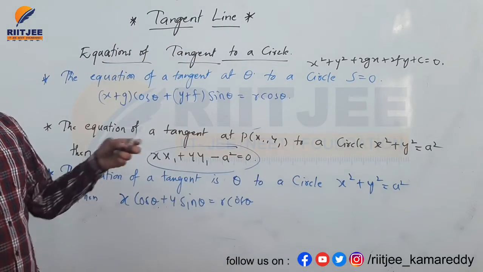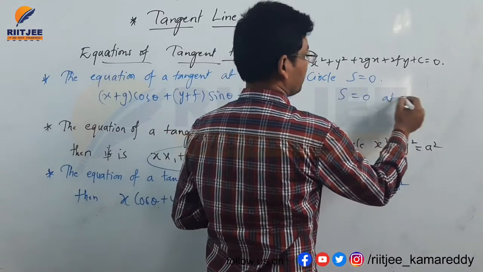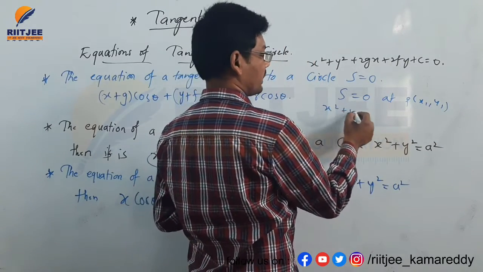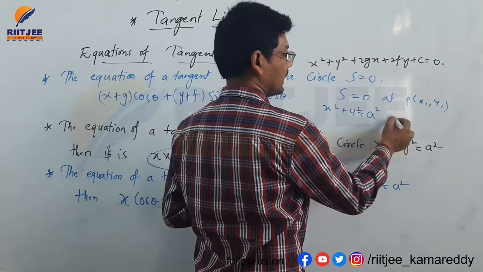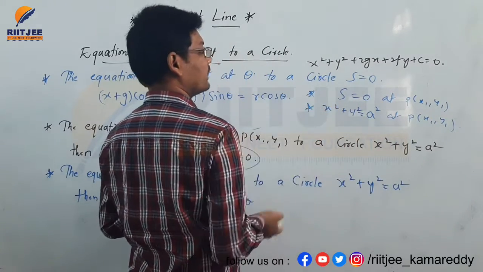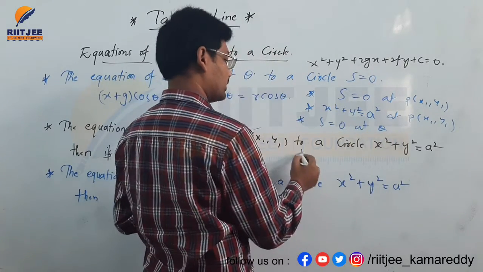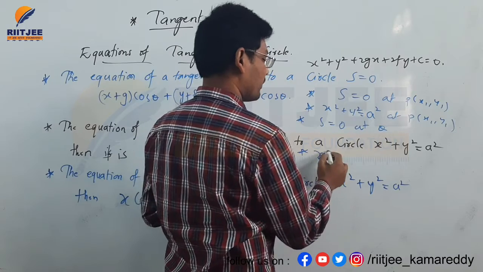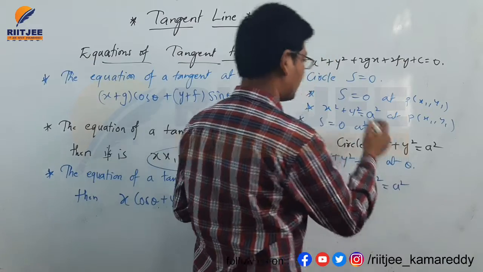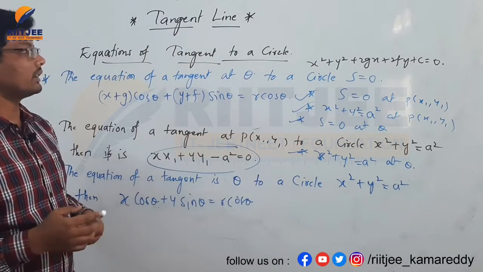Here we have 4 types of tangent line: S equal to 0 at P(x1, y1), x square plus y square equal to a square at P(x1, y1), and this is the first one, this is the second one, and S equal to 0 at angle theta, and the standard circle x square plus y square equal to a square at angle theta. These are the 4 different types of tangent equations here.